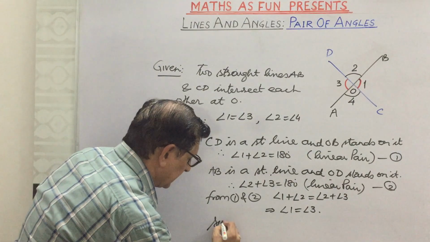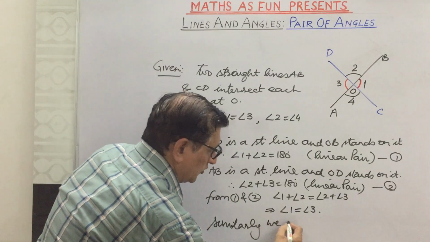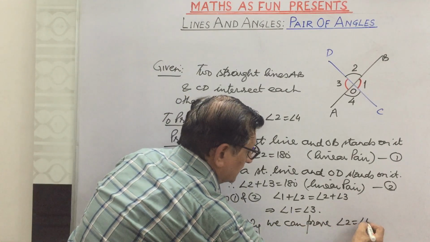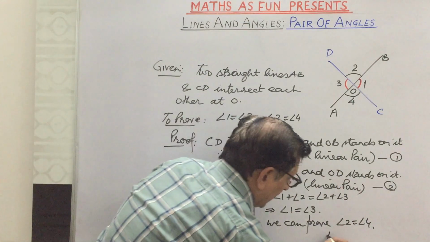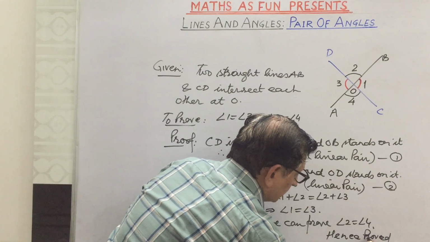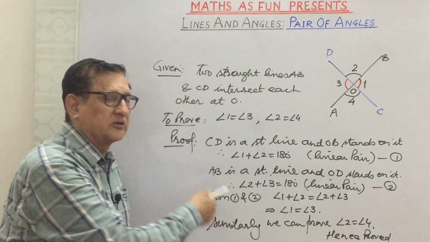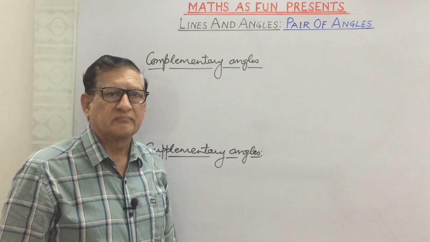And similarly, we can prove that angle 2 is equal to angle 4. This is a theorem and we write hence proved. So this is the way we can prove this particular theorem based on vertically opposite angles.